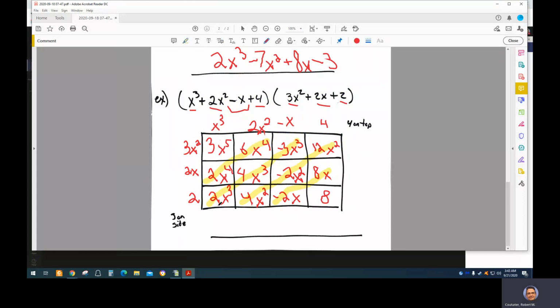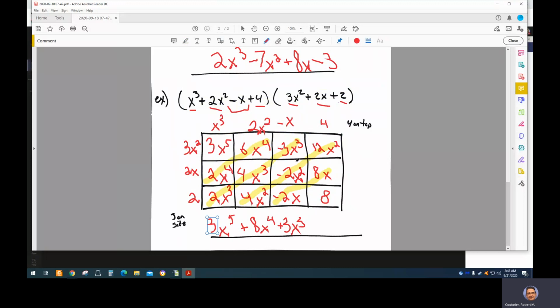And then all we have is, look, these two here have nothing in common on the corner, so we rewrite those. 3x to the fifth power. Let's add these. 6 and 2 is a positive 8. Positive 8x to the fourth. Then we have a 2 and 4 is 6. 6 minus 3 is a positive 3. 3x to the third.